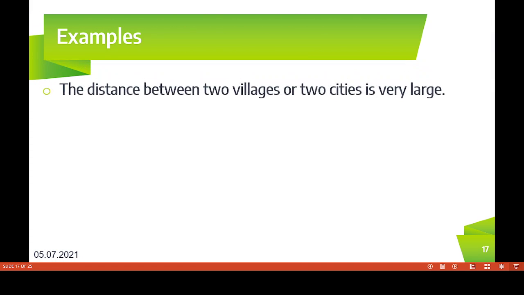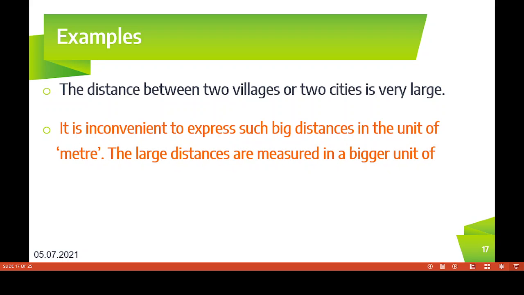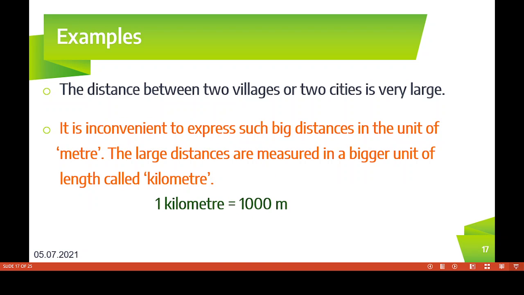And then children, imagine the distance between two villages or two cities is very large. For example, I am in Pudukkottai, you are in Chennai. The distance between Chennai and Pudukkottai is nearly 350 kilometers, isn't it? Yes, kilometer. That is a bigger unit. Large distances are measured in a bigger unit of length called kilometer. 1 kilometer is equal to 1000 meters.